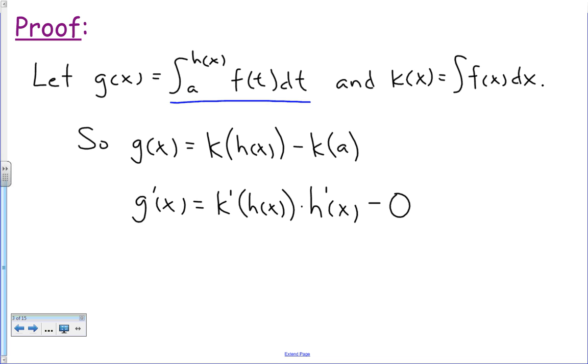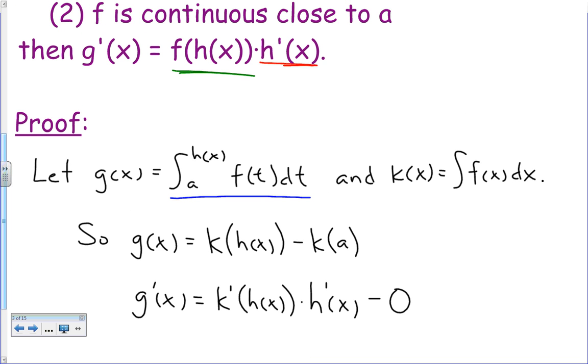Just like in our problem that we just worked out, where we had the cosine of 1 at the end, that was just a constant, so its derivative was 0. Now the last part of this, I want to get this in the form that we have above here, where it's f of h of x instead of k prime of h of x.